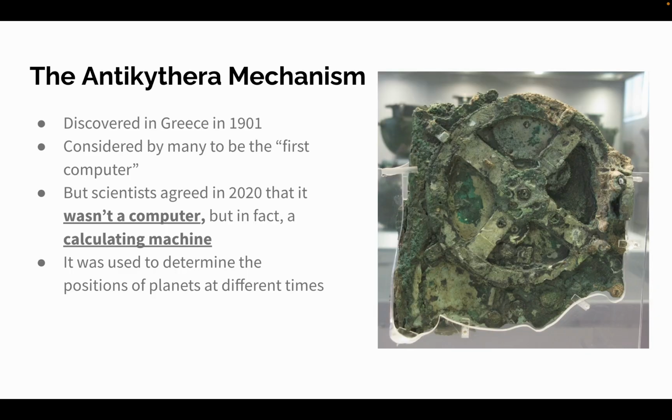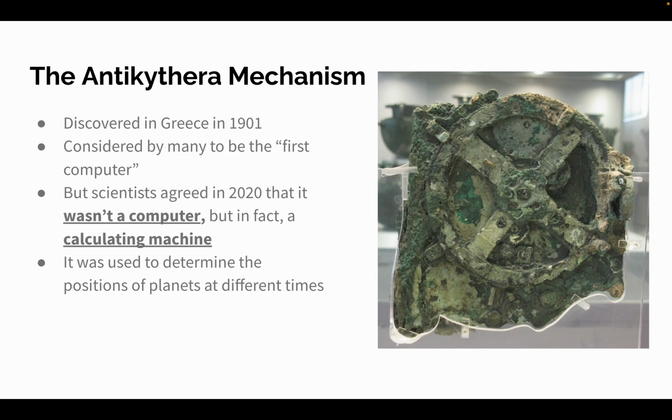We can start by going all the way back to 1901, the Antikythera Mechanism. This was discovered off the coast of the Greek island of Antikythera. It's been considered throughout the last 100 years to be the world's first computer because it was analysed, and they found out that it was used to calculate the positions of planets at different times. So an astronomer could input a time of day or year, and they'd be able to find out where the planets would be relative to Earth, and spot them in the night sky.